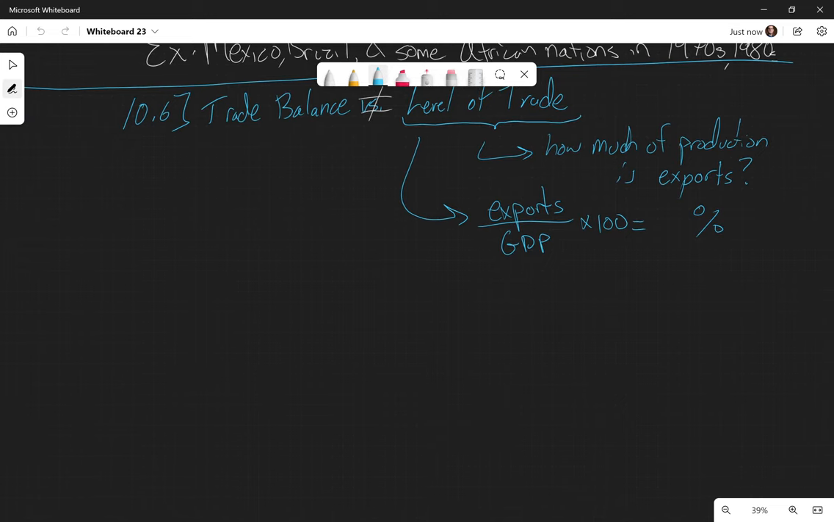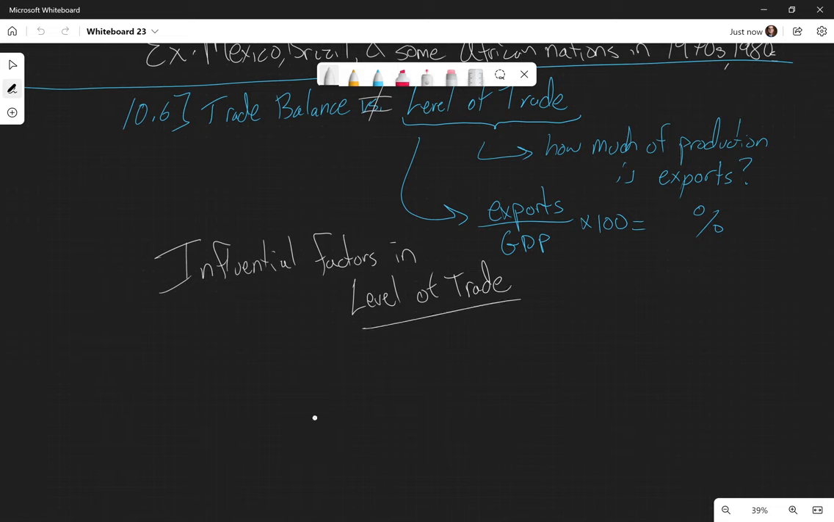The factors that influence a nation's level of trade are the following. The first one is simply the size of the economy. We here in the United States enjoy a relatively large economy. So there is quite a bit of options to trade compared to a small country like Luxembourg.